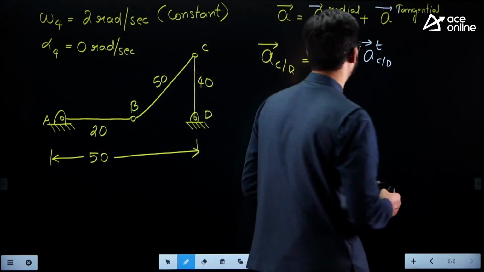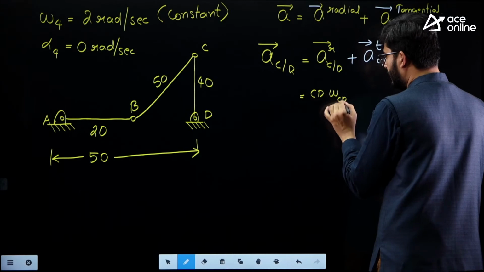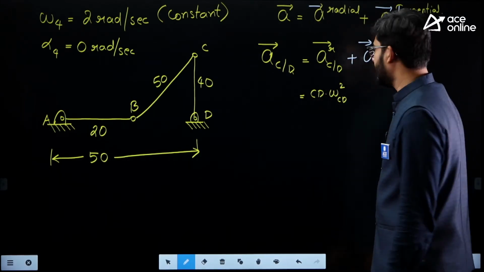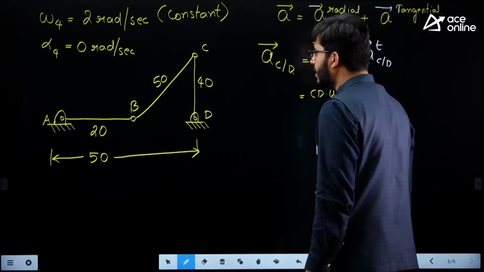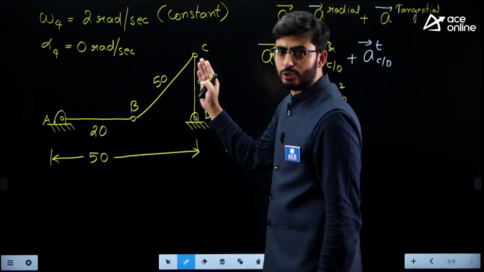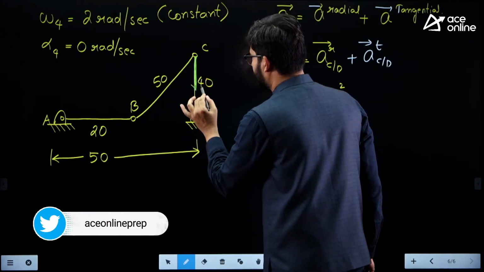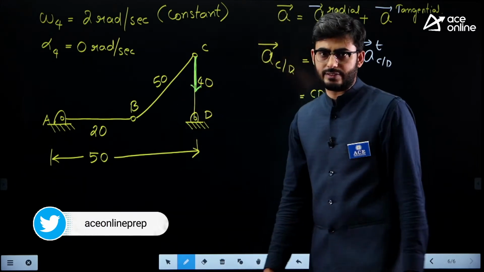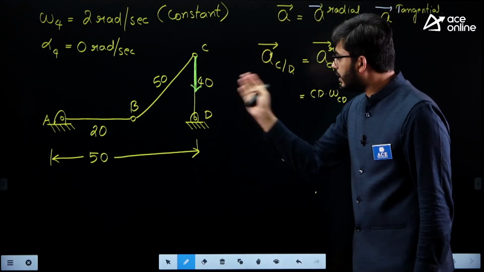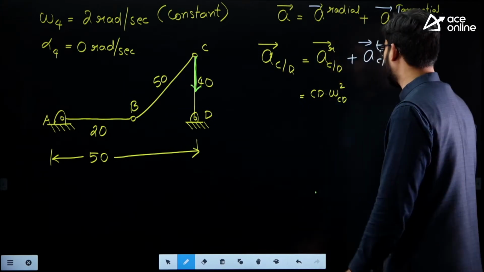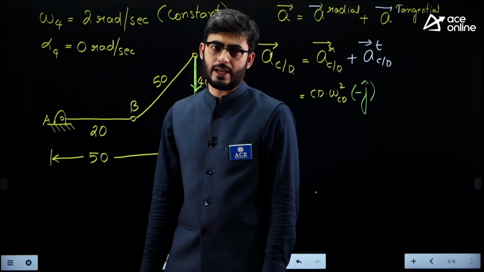So now since alpha is 0, here we write this as CD into omega CD square, okay, and the radial acceleration vector will be pointed from the moving point towards the reference point. This will be the direction of radial acceleration. It is pointed from the moving point towards the reference point. So this is in the negative y-axis. So we will write this as minus j cap.